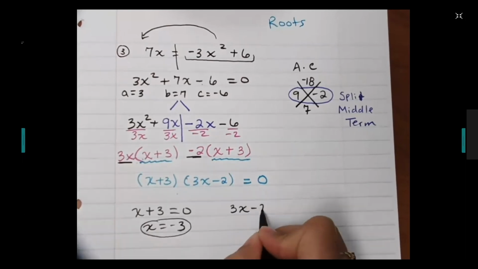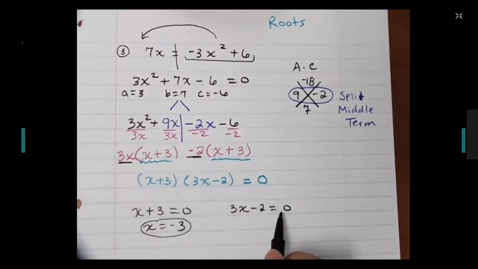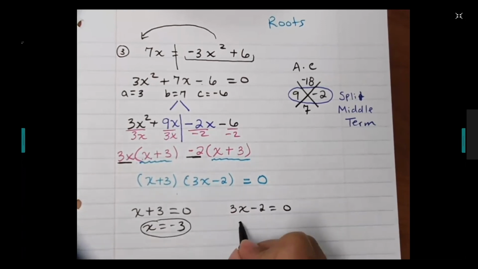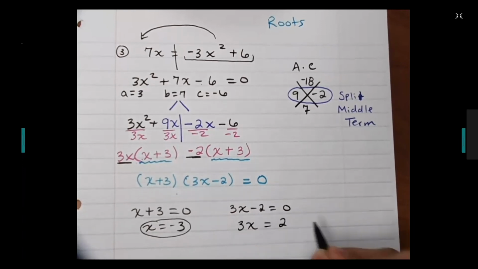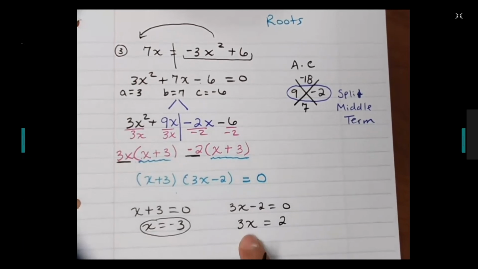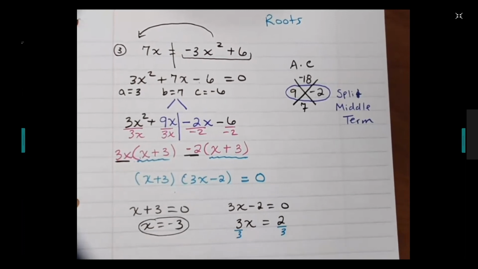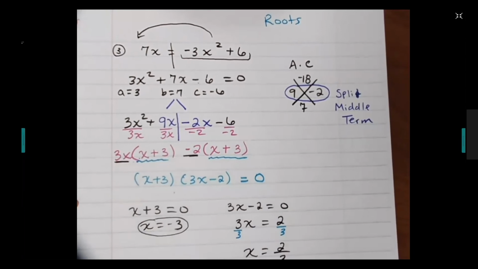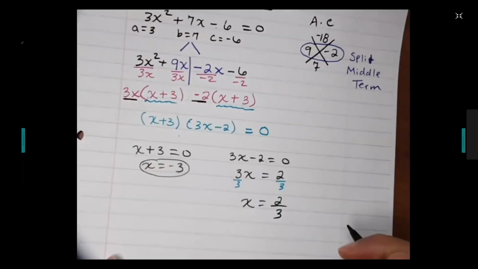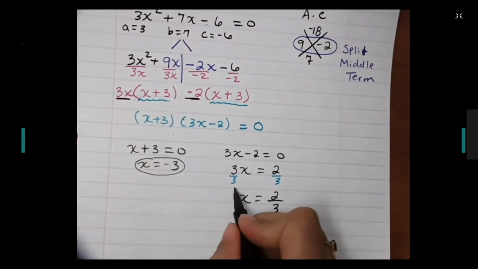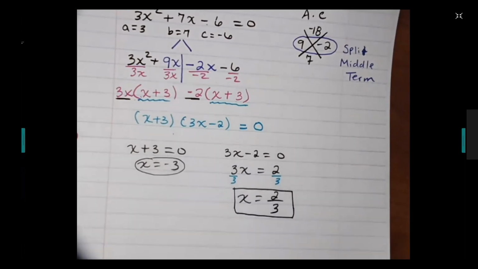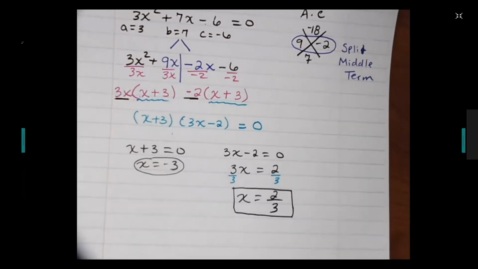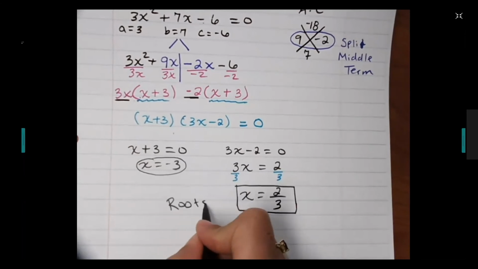3x minus 2 equals 0. Add 2 on both sides, so you have to be careful. This is a two-step equation. So when you add 2 on both sides, you're going to have 3x equals 2. But x is not by itself yet, so you still have to divide both sides by 3. So then x equals 2/3, leave it as 2/3. Don't turn it to a decimal because it would be 0.6666 repeated, and that would be an approximation. But if you leave it as a fraction, it's exact. So those are my two roots.